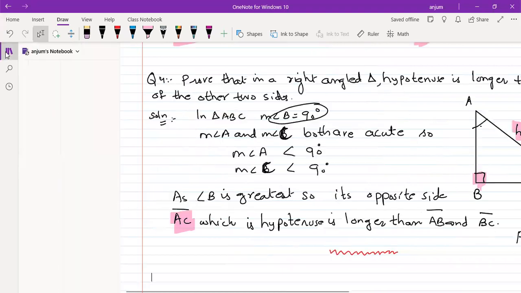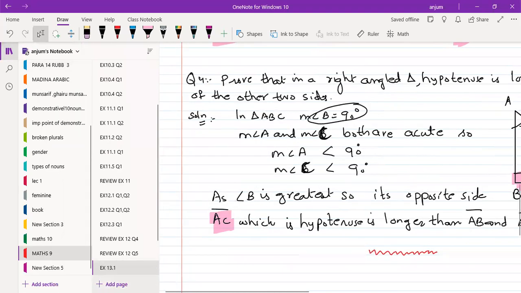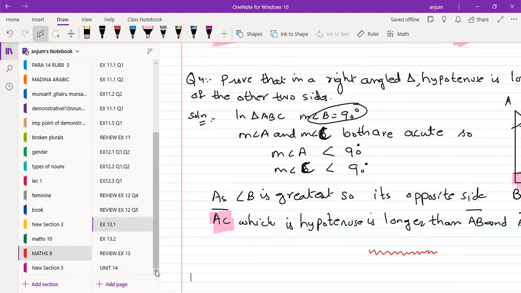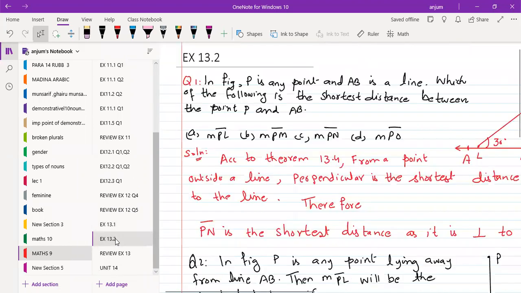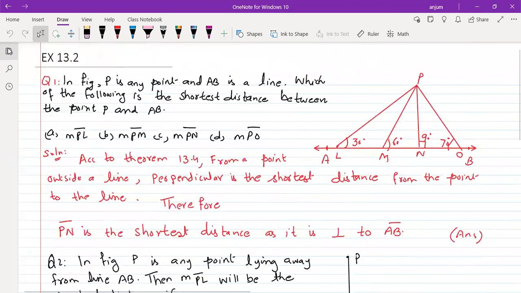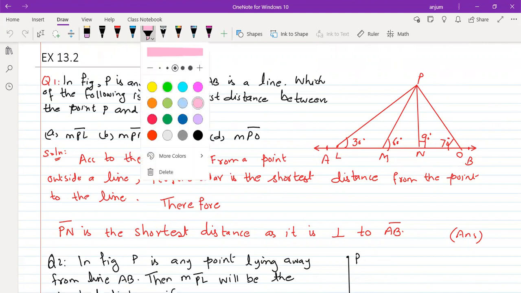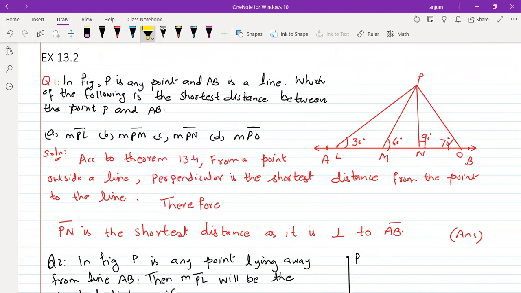Now come to the next exercise, which is 13.2. Question number 1, the statement is, in this figure, P is any point and AB is a line. Which of the following is the shortest distance between the point P and the line AB? And this is the diagram, and they are asking whether PL is the shortest distance, or PM, or PN, or PO.